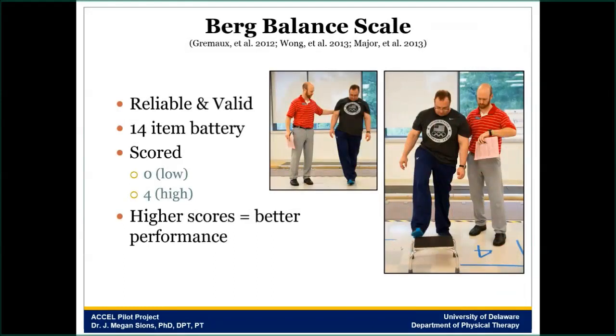And then we use the Berg balance scale, which is widely used in the rehabilitation community. It's a reliable and valid battery of tests. So there's 14 items, and you can see some of those items here. So we have tandem stance as shown in the picture at the left, and then on the picture at the right, we have the toe tap test, which is the most difficult of the tests that they're asked to do. So here, low or poor performance would be a 0 for each item, and high performance would be a 4, and then overall higher scores indicate better performance.